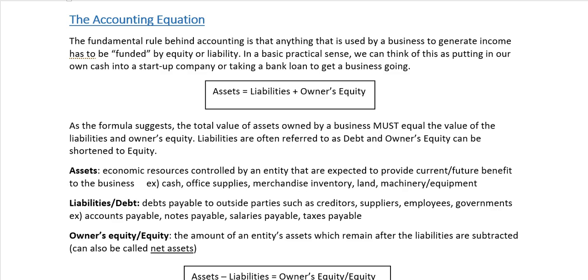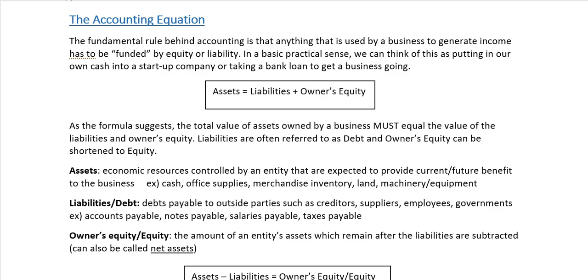So an asset is any economic resource which is controlled by an entity that is expected to provide current or future benefit to the business. So the most straightforward example is cash. Businesses, as a general rule, need cash to function, but they can be a whole array of other things that help you.